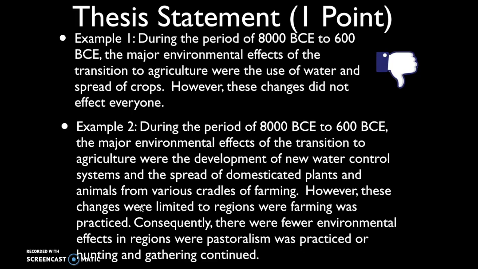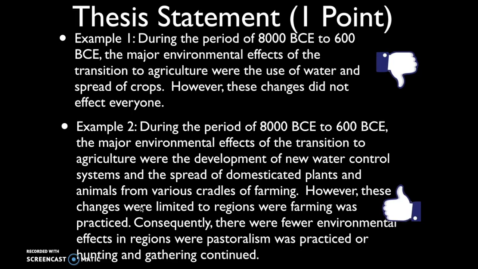Look at this one by contrast. During the period of 8000 BCE to 600 BCE, the major environmental effects of the transition to agriculture were the development of new water control systems and the spread of domesticated plants and animals from various cradles of farming. However, these changes were limited to the regions where farming was practiced. Consequently, there were fewer environmental effects in the regions where pastoralism was practiced or hunting and gathering continued. A couple of spelling errors there, but I think this one would get the point.